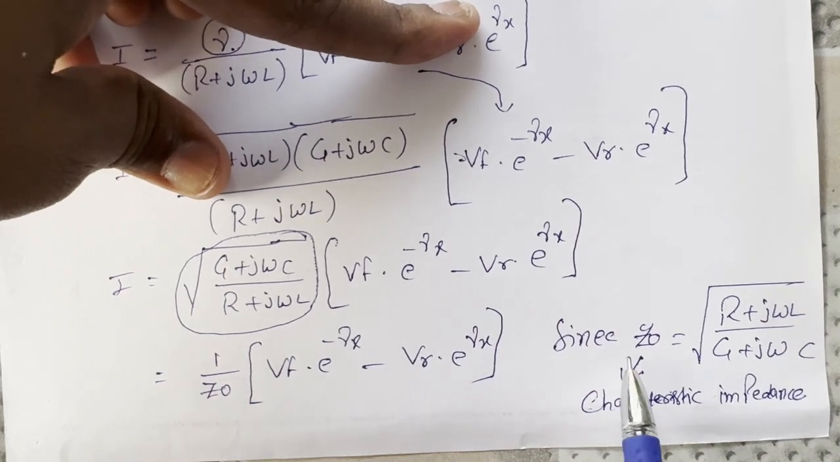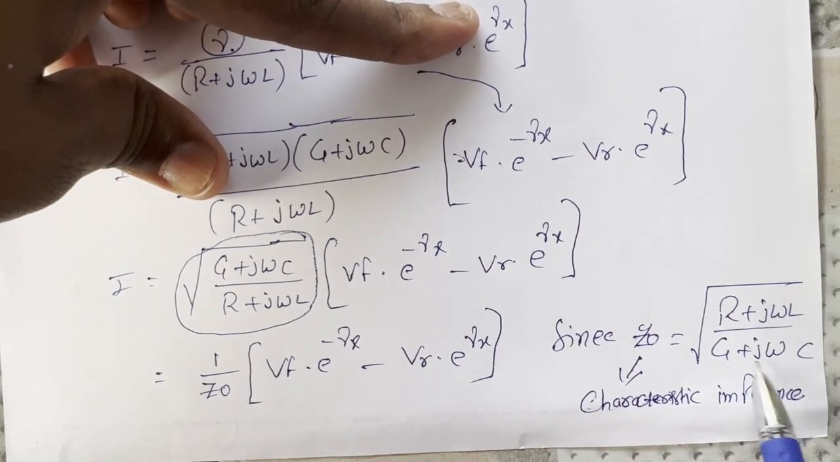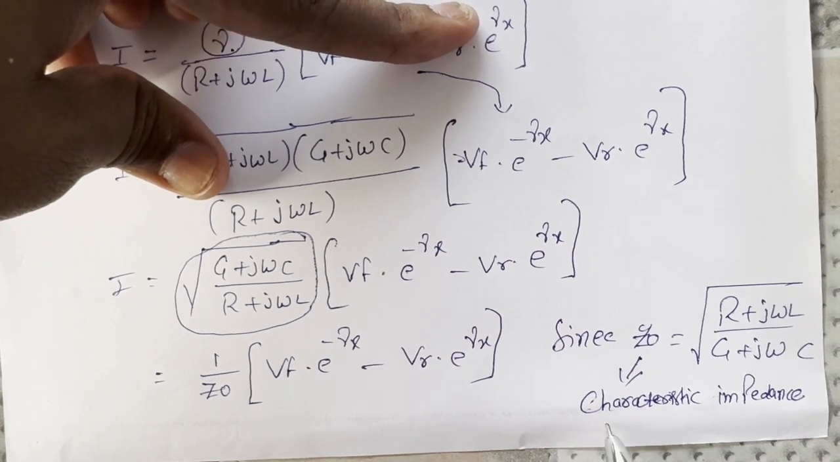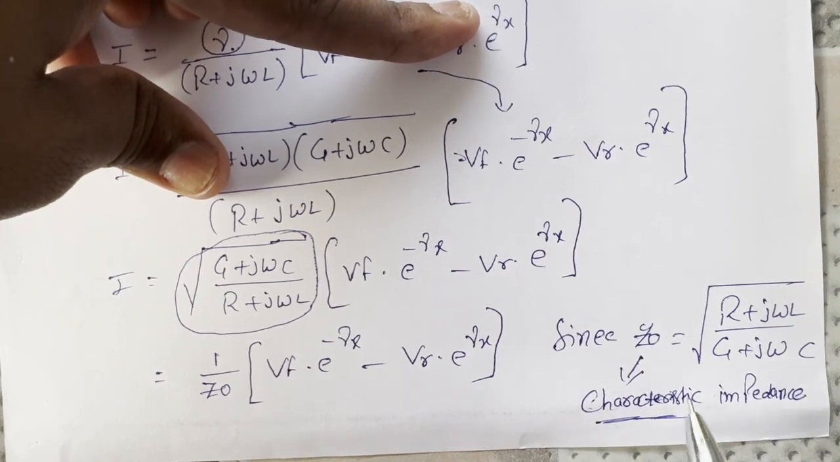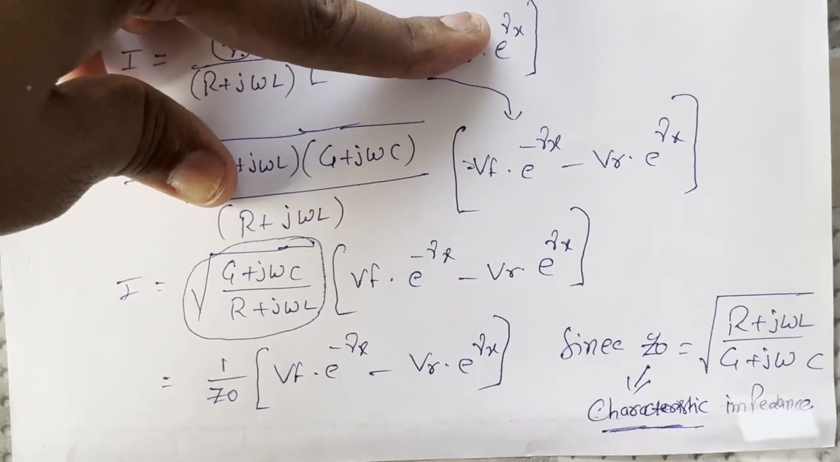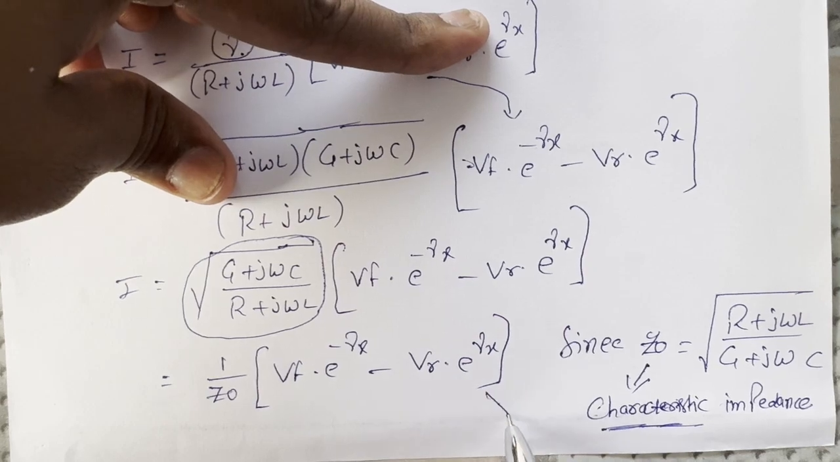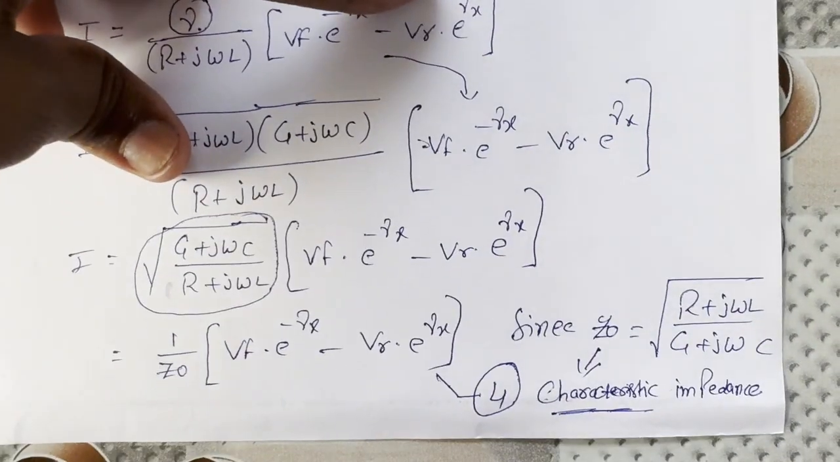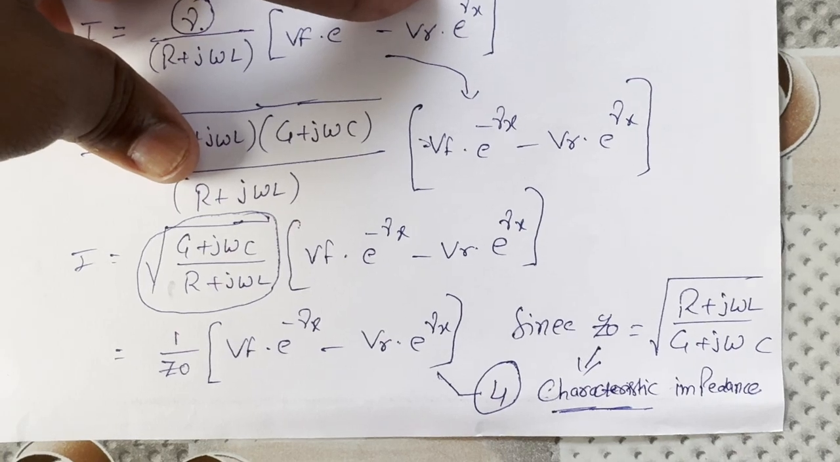The value of Z0 is square root of (R plus j omega L) by (G plus j omega C). Here Z0 is called the characteristic impedance. It is also one of the secondary constants. So I am writing this equation as 4. Already I have the first 3 equations, and now I am using this equation as 4.